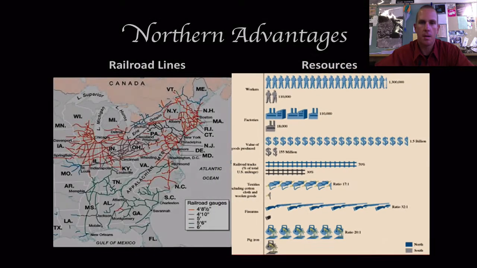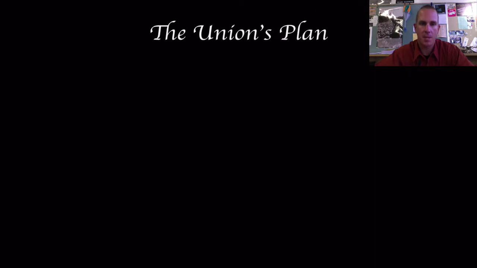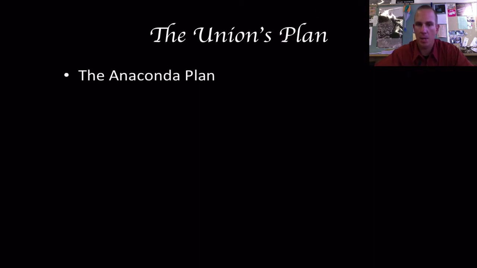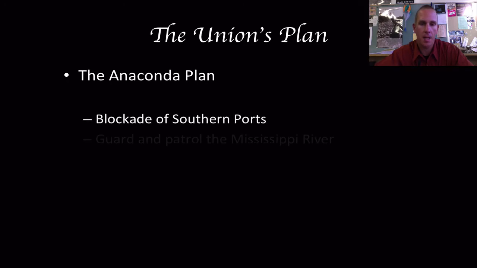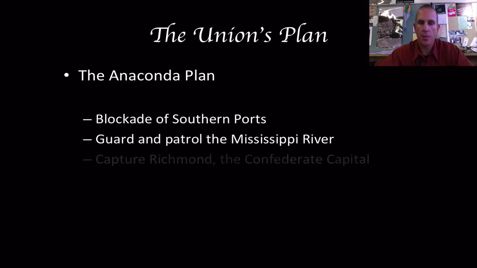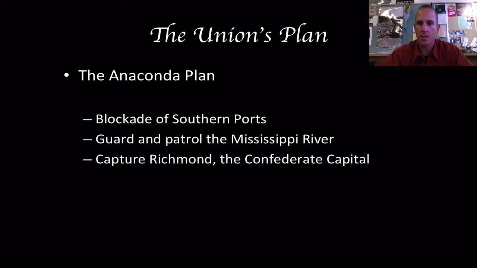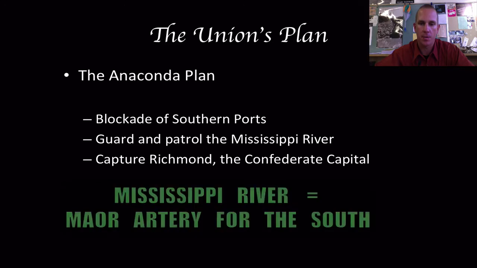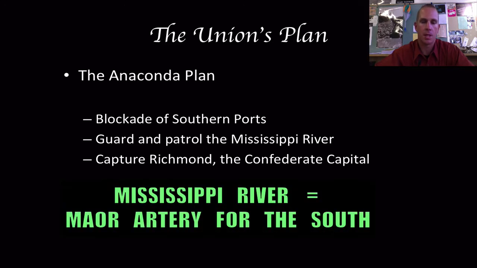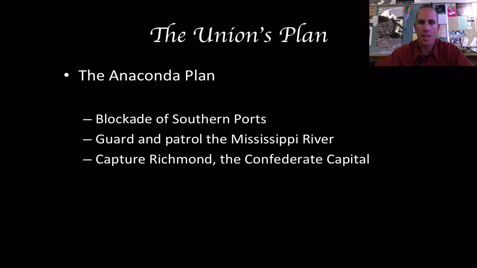Now the Union's plan to bring the southern states back in. It's known as the Anaconda Plan. It was created by a guy named Winfield Scott. There is a three-headed system to this. Blockade the southern ports, guard the Mississippi River, and capture the Confederate capital at Richmond. And the whole reason to guard the Mississippi River is it was a major artery for southern states to get supplies and troops. Also, blockading the ports.